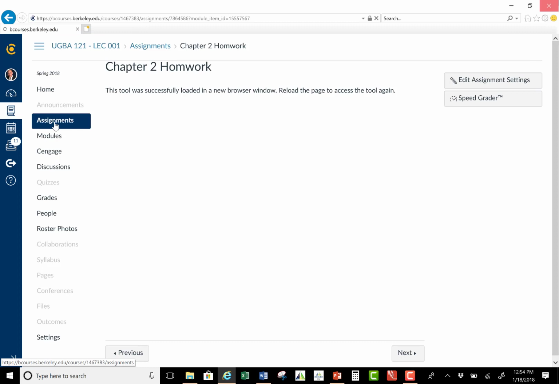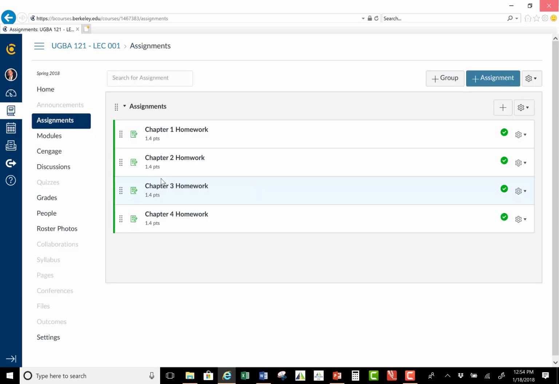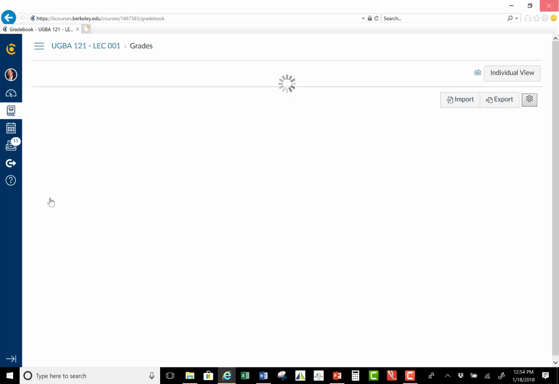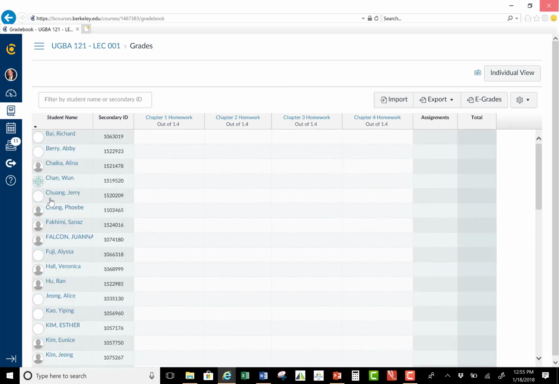Let me look at the assignments again. Yeah, they're still there. So you'll be able to see them like that after you register. What else? Oh, grades. You will see your grades populate in the grade book. So after you've gone through and you've gotten 1% of the questions right, the 1.4 will show up in here.